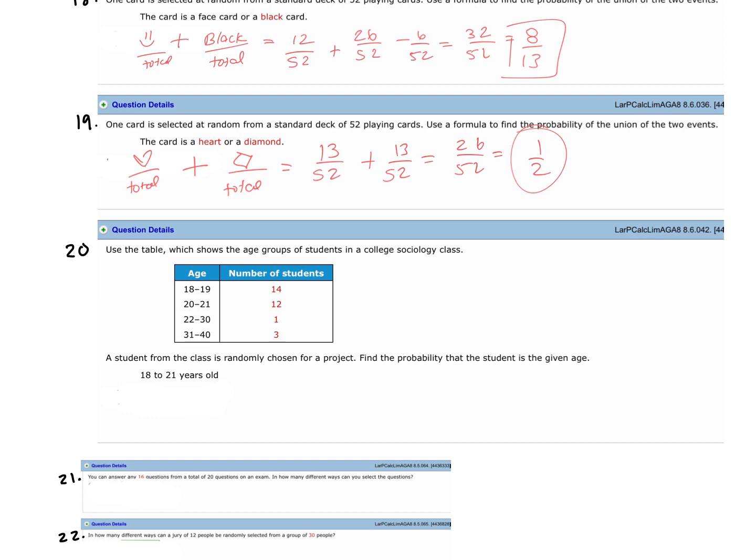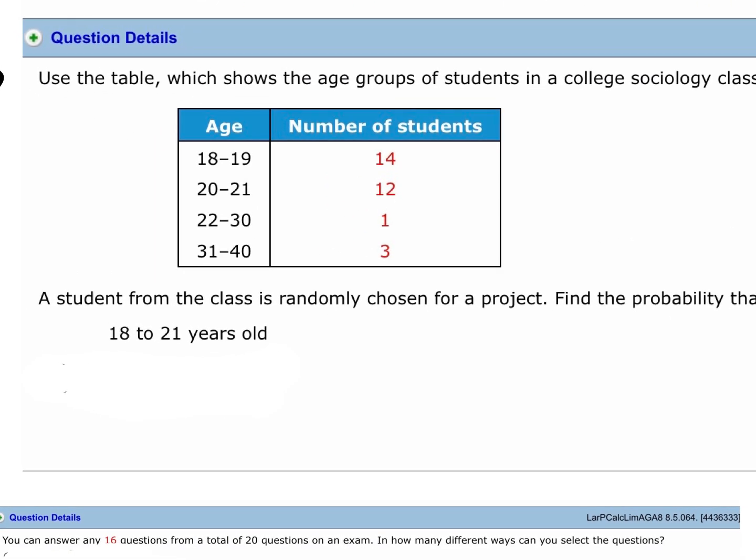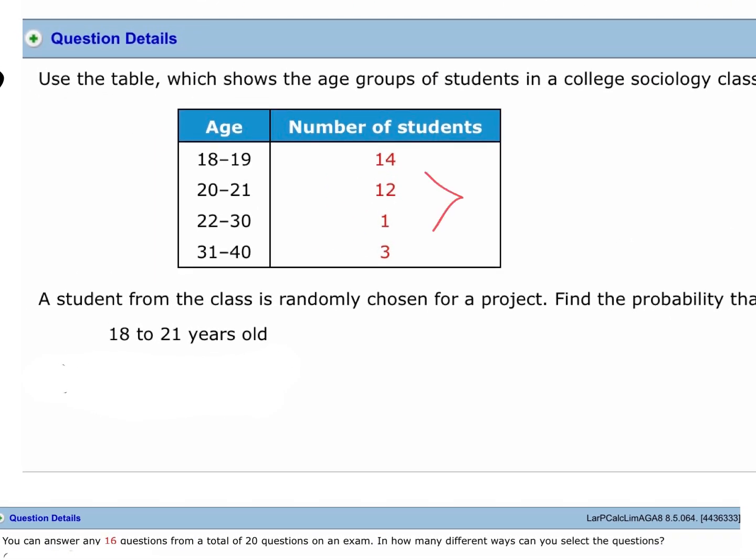All right, this is another one of those gimmies. This is a gimme problem. If it says to you 18 to 21, well, how many total people are in this chart? 30. How many are between the ages of 18 and 21? Well, what are you going to add? What 2 numbers? 14 and 12, which is 26. And then simplify. Divide by 2. 13 over 15. Yep.